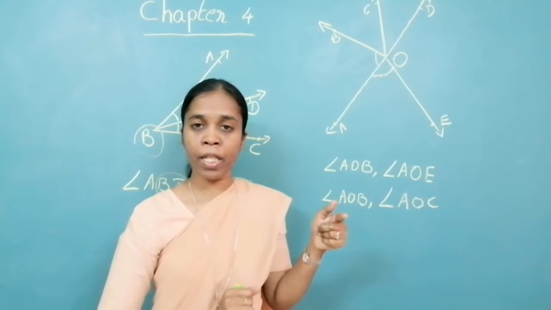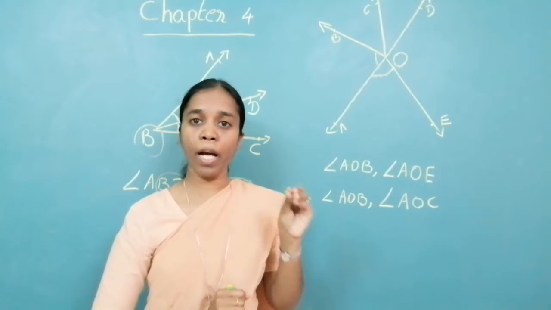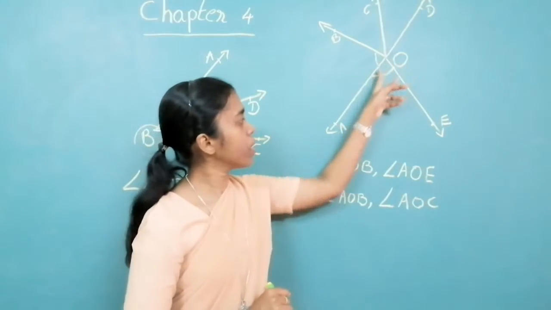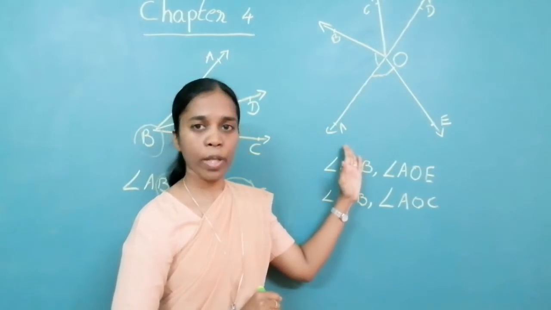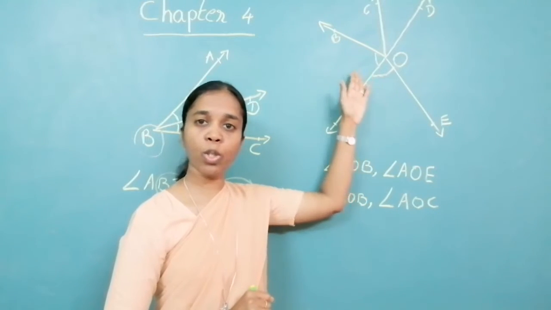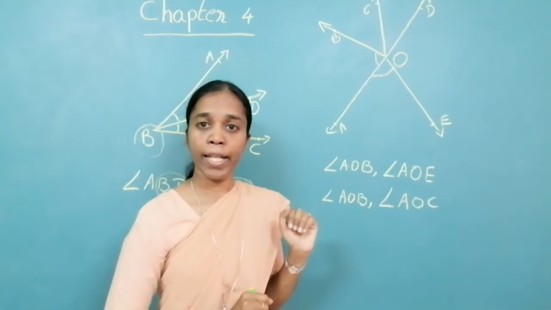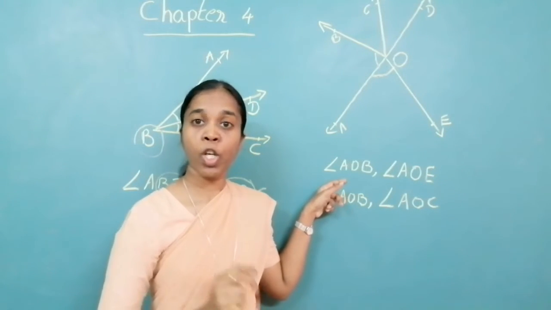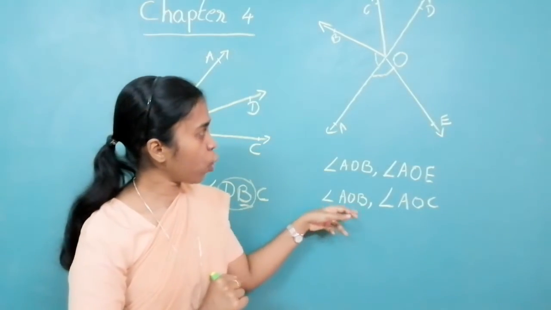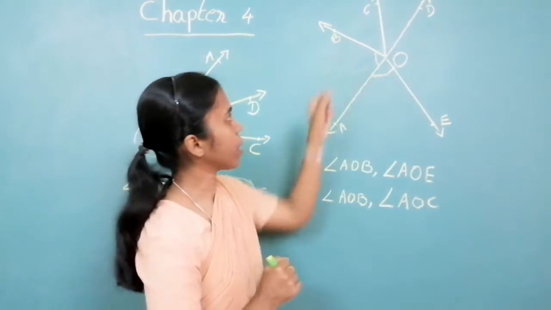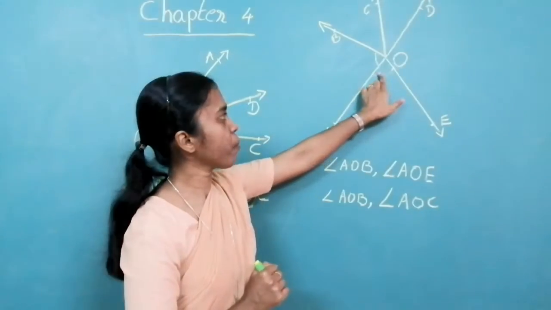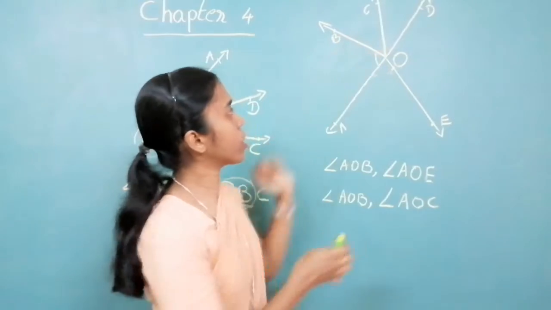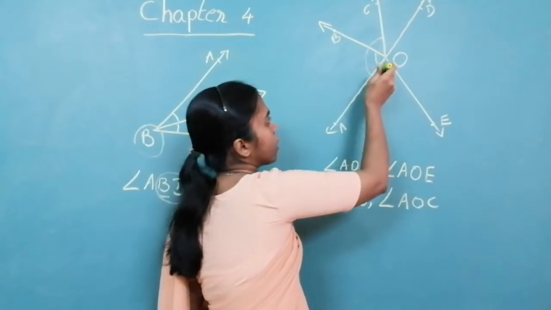What is the second criteria? Do they have a common arm? If you look at these two angles, which is the common arm? This arm, that is ray OA, is common for both these angles. Therefore, we say this pair is adjacent angles. Look at the second one, angle AOB. This is my angle AOB. And which is the next one? AOC. That is this big angle that we are talking about.